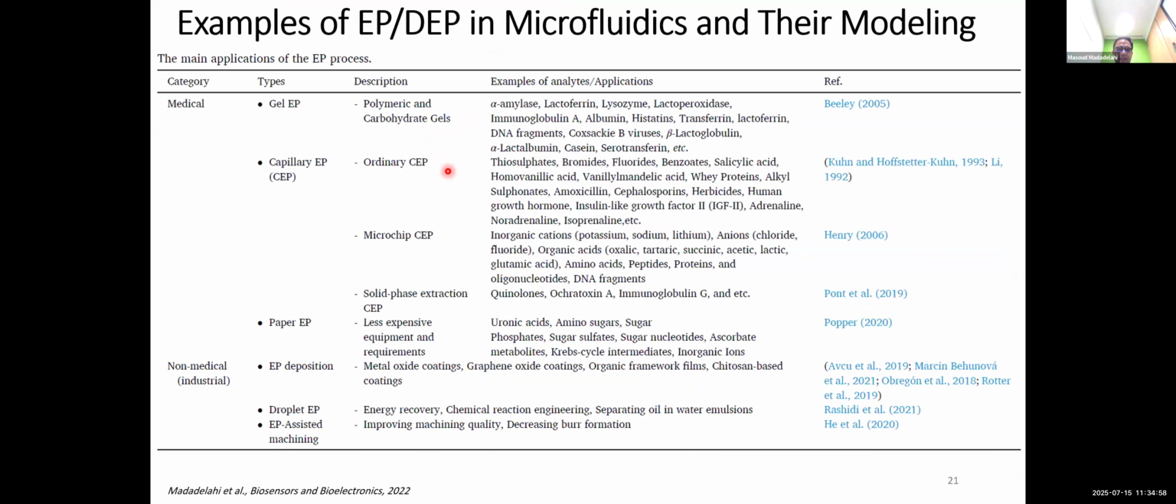Now, as a second part of electrokinetics here, I want to talk about EP and DEP. Again, in this table, you can see different works published on electrophoresis. The most important one, as I told you, is gel electrophoresis, and I have some images for you in our following slides where I want to talk about PCR monitoring.